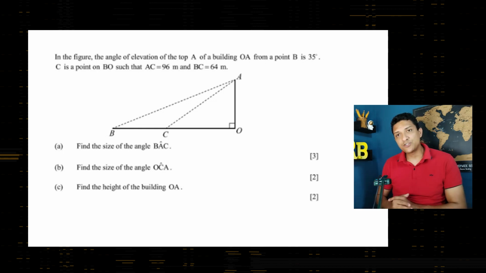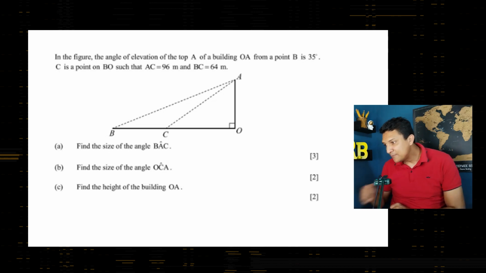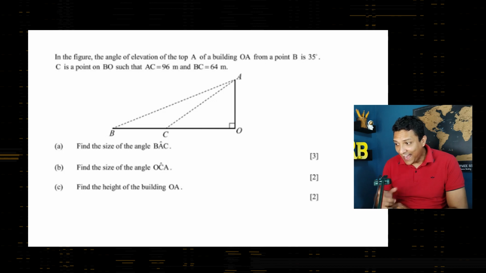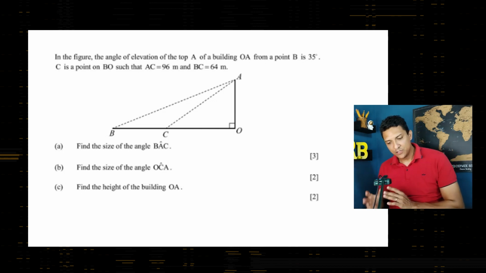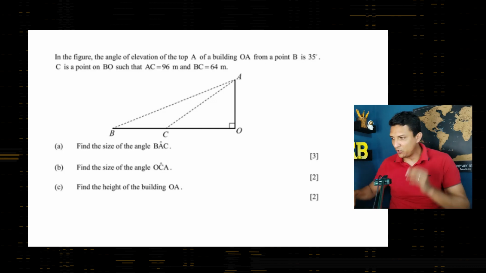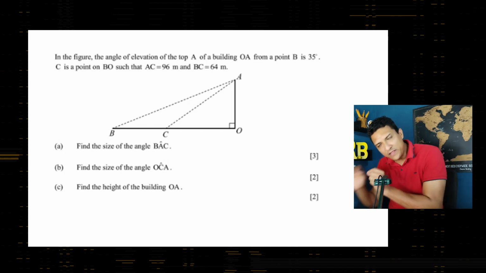And there are three questions they are asking us. First, find the size of the angle BAC. Then, find the size of the angle OCA. And find the height of the building OA. So let's go step by step, with every question.